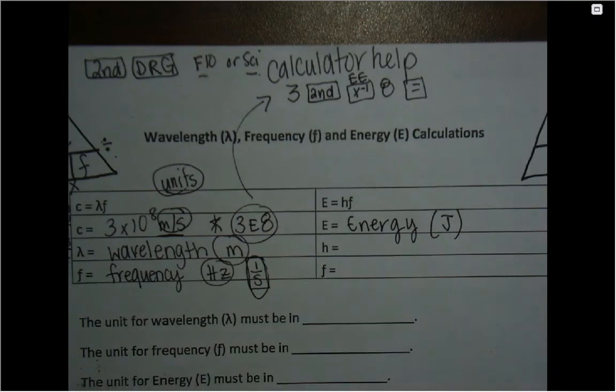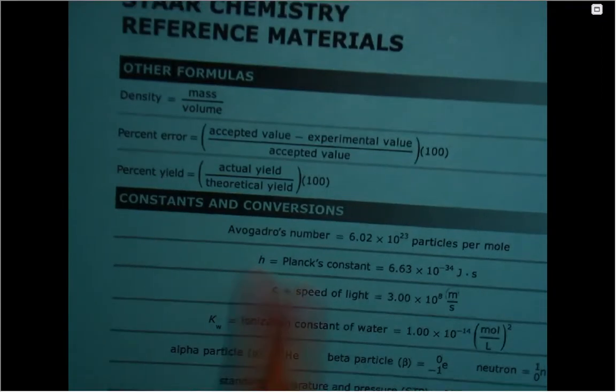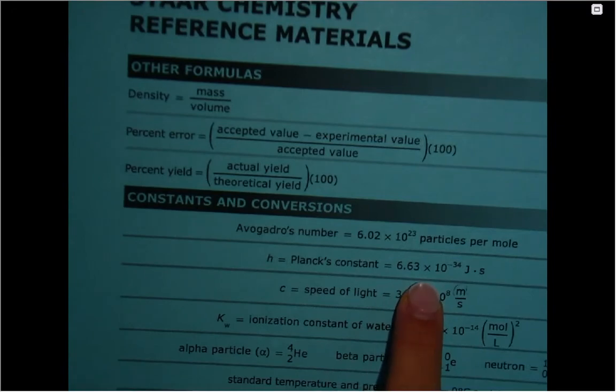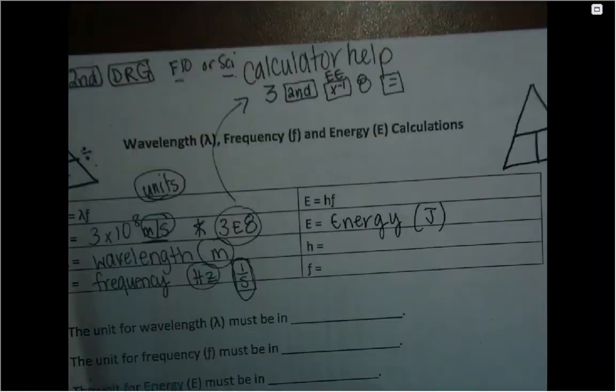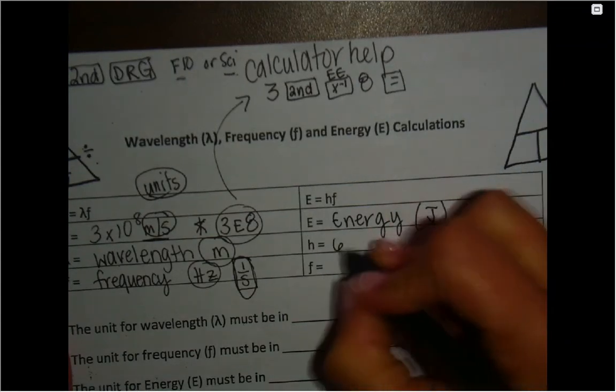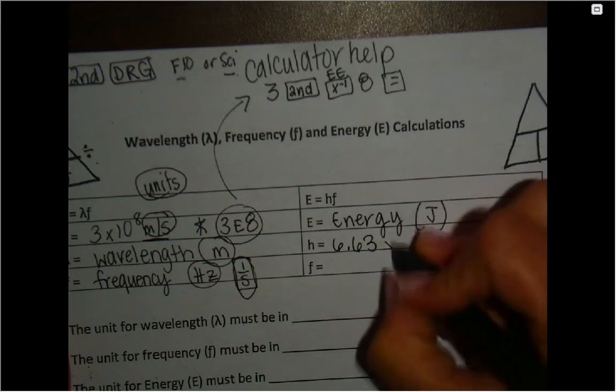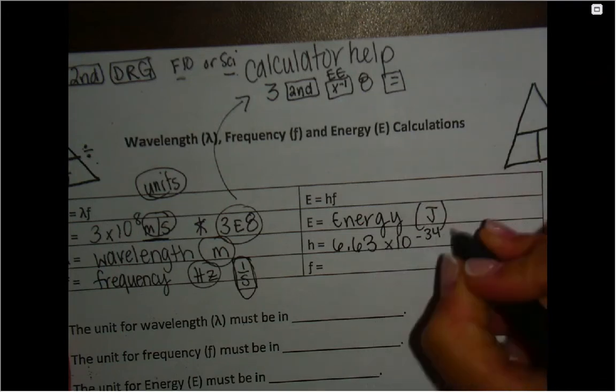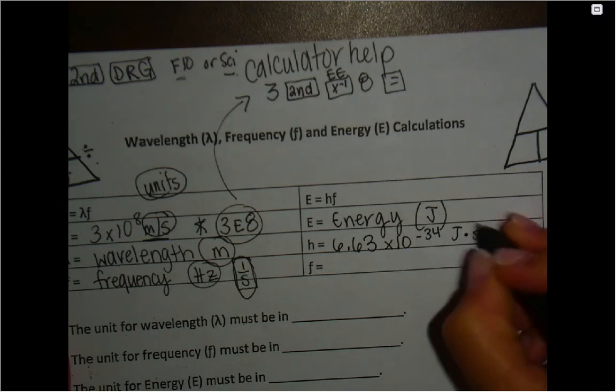This is Planck's constant. Same place where you found your speed of light. It's also on the inside. So if you open up your little periodic table that was given to you, you have H, Planck's constant, 6.63 times 10 to the negative 34 joules times second. So 6.63 times 10 to the negative 34, and the units for this is joules second.